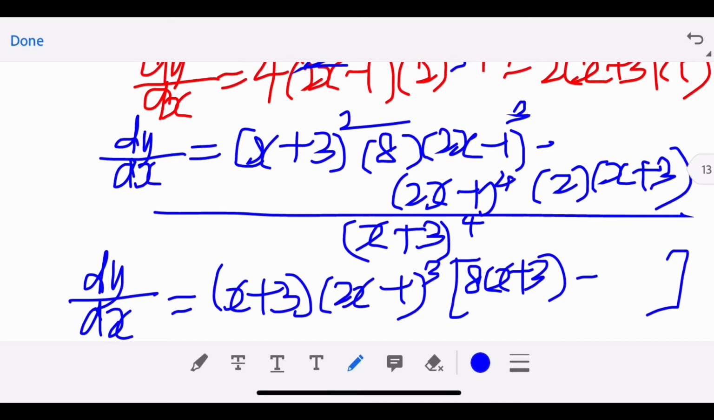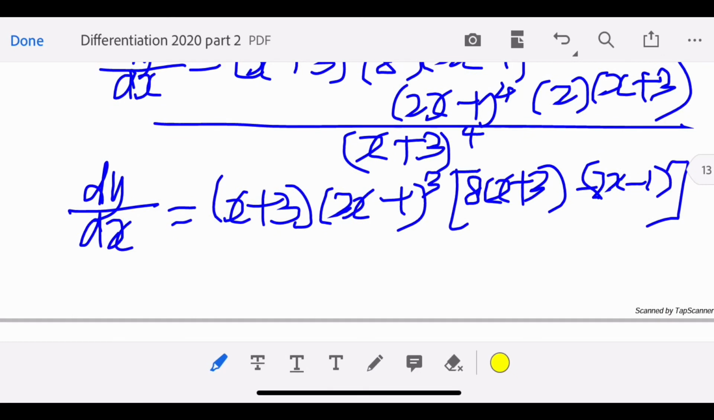Okay, so the balance is you just have 8, then (x plus 3), because you just take out x plus 3, minus the (2x minus 1), because you take out the power 3, leaving only 2x minus 1 and 2, right? So you have to write carefully, right? Write carefully. 2 times (2x minus 1) over v squared. Alright? v squared is okay, (x plus 3) to the power of 4.